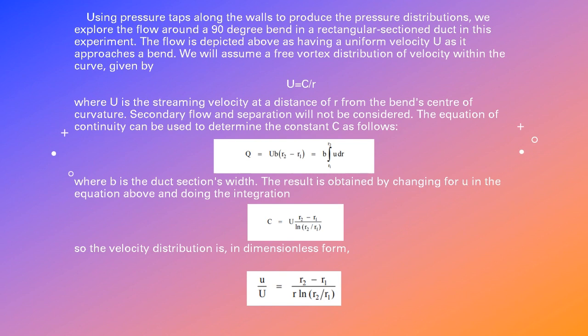The equation of continuity can be used to determine the constant c as follows here, where b is the duct section width. After we integrate this equation, we will have the velocity distribution as follows here.